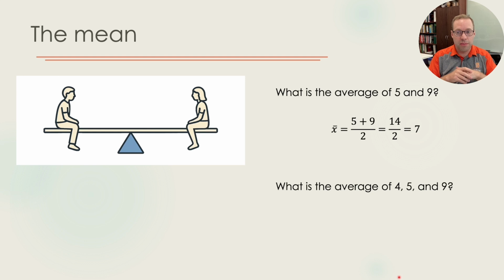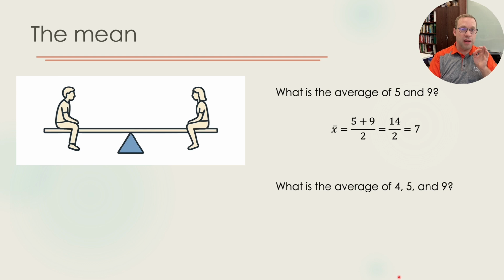Well, mathematically, what do we do? We add the 2 numbers. 5 plus 9 is 14. Divide that by however many numbers I had to add together. There are only 2 numbers in this case. 14 divided by 2 is 7. Sure enough, the middle between 5 and 9 is 7.